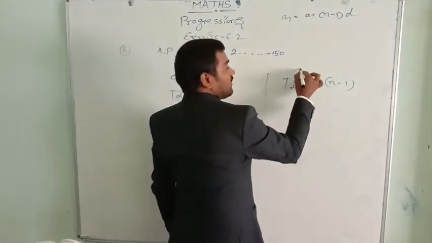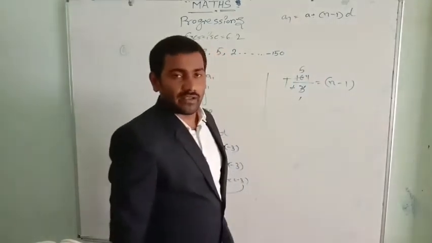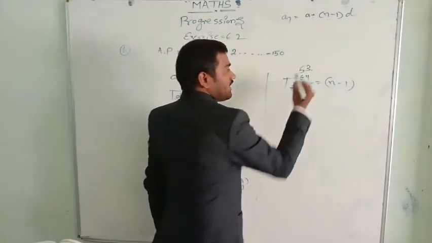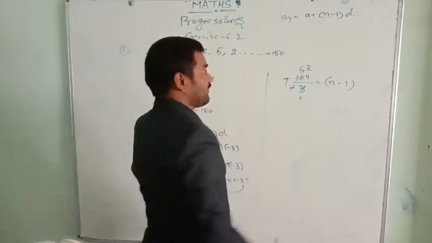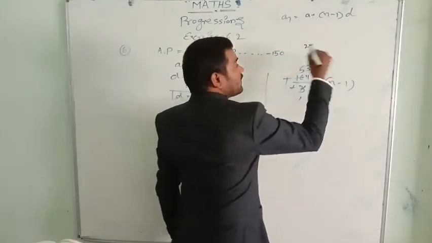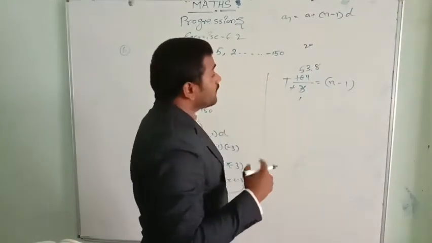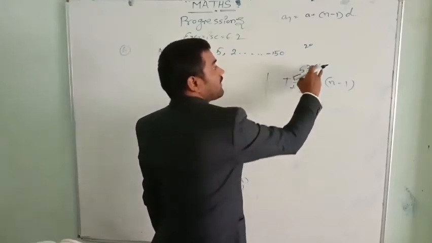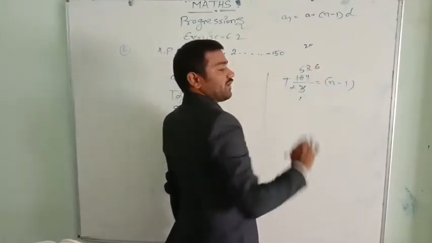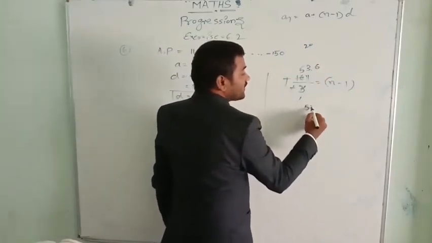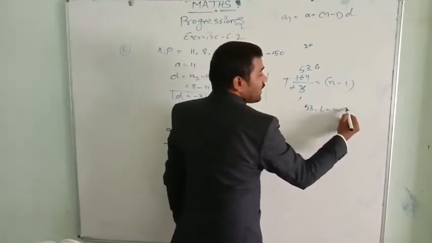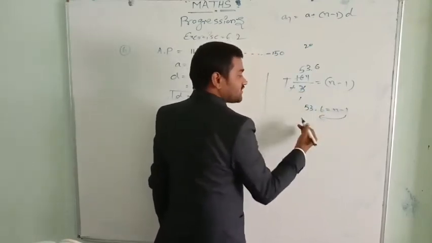Let us see now. 3 1s are 3, 3 5s are 15, 1 left. It is 11 now. 3 3s are 9, so 2 more left. That becomes 20. 3 6s are 18. Whatever. We got 53.6 equals n minus 1. This minus 1 also you transfer to this side.